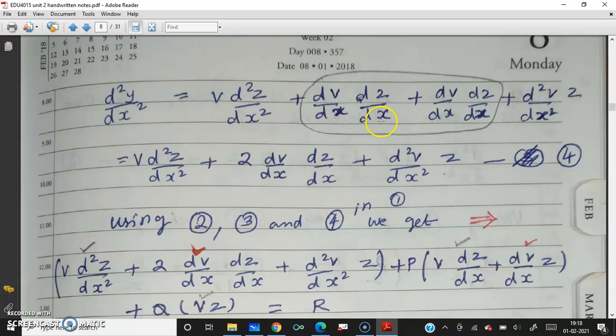If you simplify this, there is this 2 times, which I have marked in pencil. So you can write it as v d square z by dx square plus 2 dv by dx into dz by dx, that comes twice, and the last one is d square v by dx square into z. This is equation 4. Using 2, 3 and 4 in equation 1 we get.